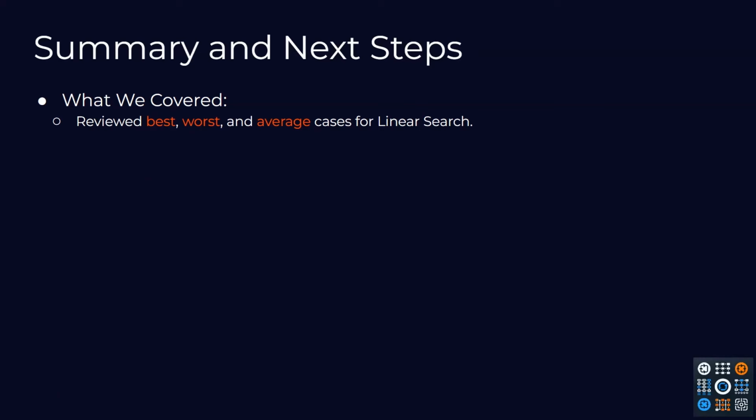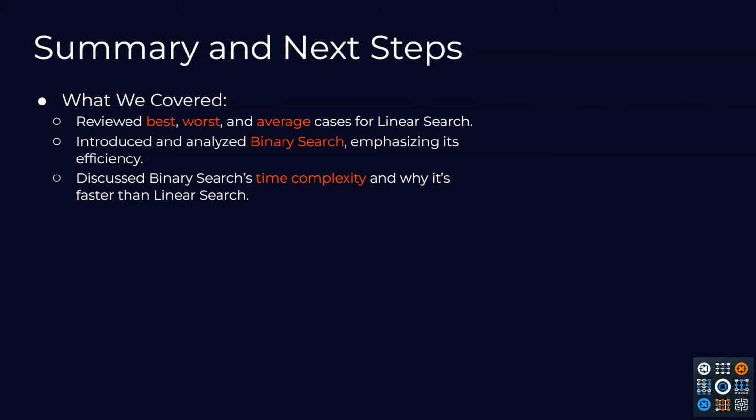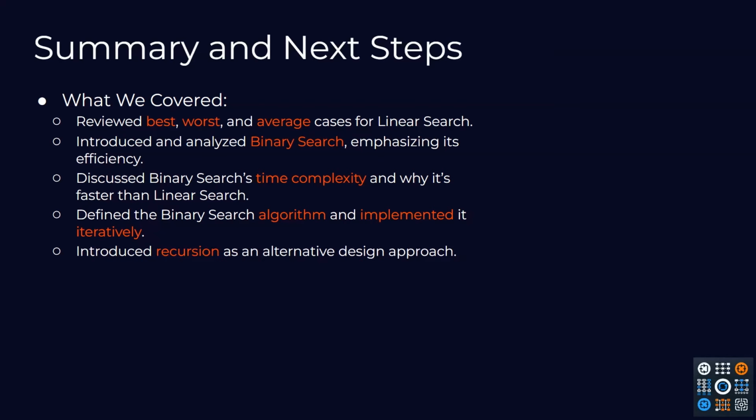In this video, we covered a lot of ground. First, we reviewed the best, worst, and average cases for linear search, and shifted focus to binary search, which is much faster due to its efficient half-by-half search strategy. We analyzed the complexity of binary search, defined the algorithm, and implemented it step by step in Python. Next, we introduced recursion as an alternative to iterative solutions, discussing its pros and cons. And we walked through a detailed sketch of the recursive binary search implementation.